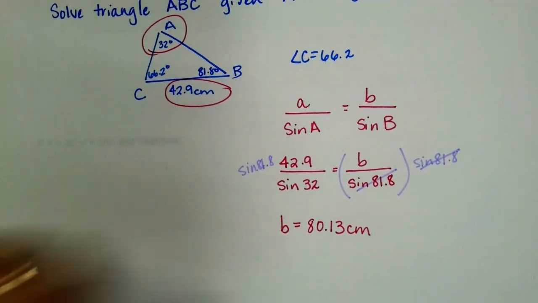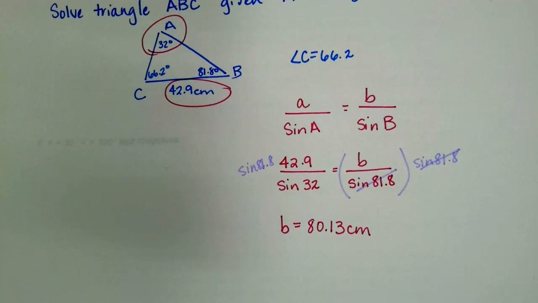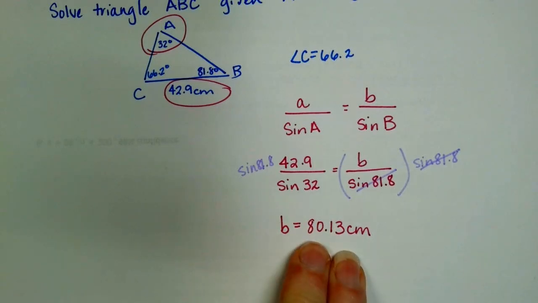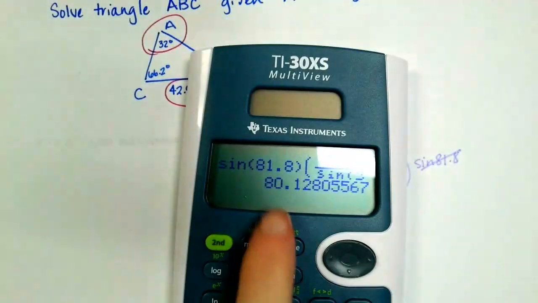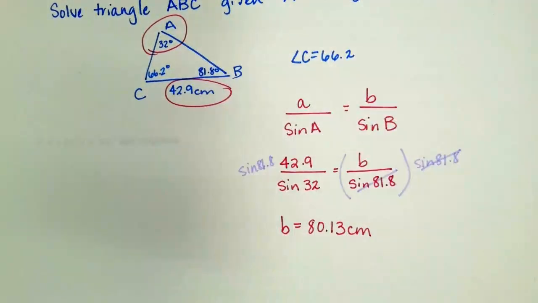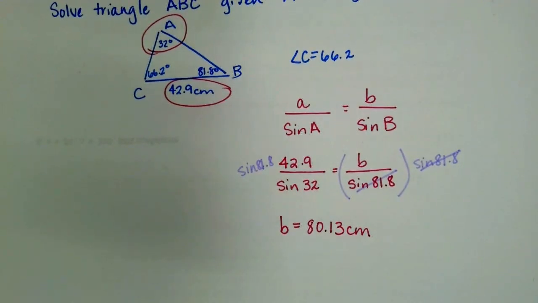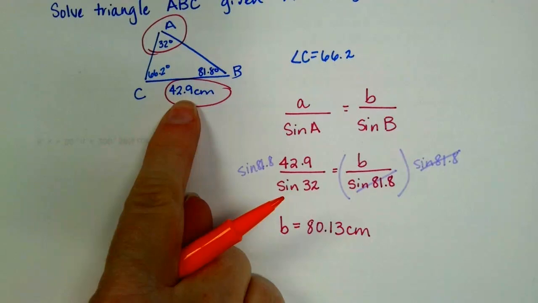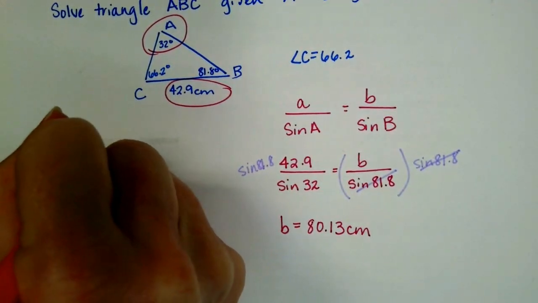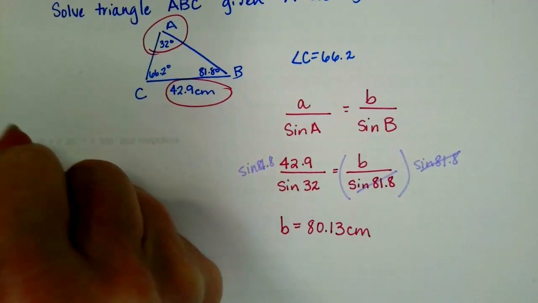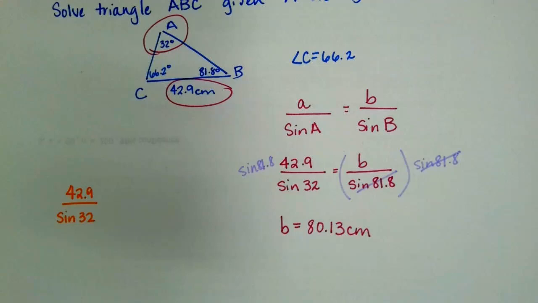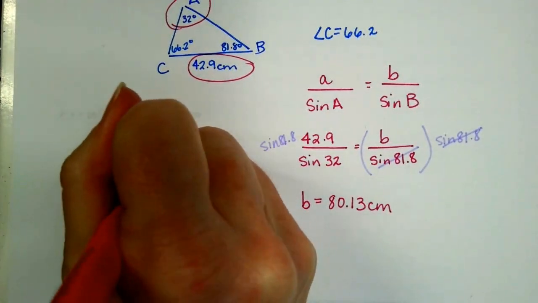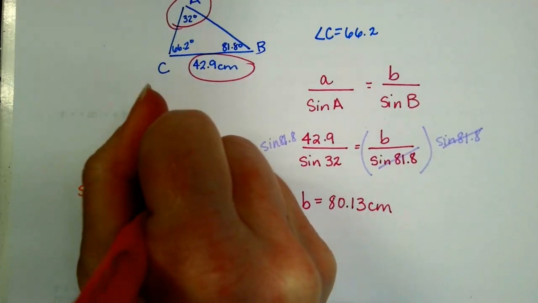And now I can find side C the exact same way. So this time I'm setting up, and always go back to the given ratio, even though I now know side B, because I rounded this. And because I rounded this, that's not exact anymore. So I'm better off to use the original ratio that they gave me, which was this A ratio. So I'm going to do 42.9 over sine 32 again, because that's A over sine A. And I'm setting it up for C. So it's going to be C over sine 66.2.